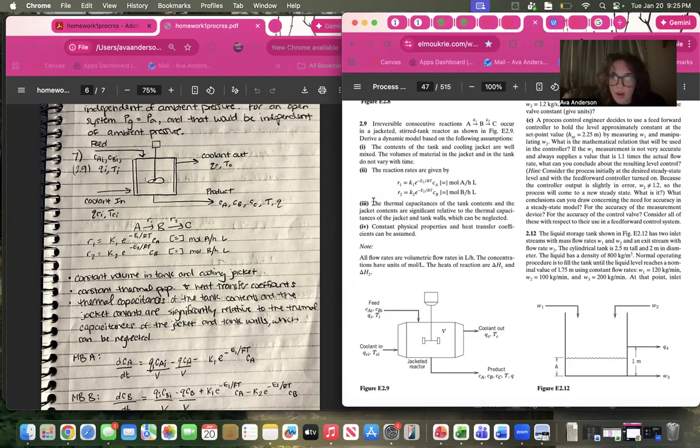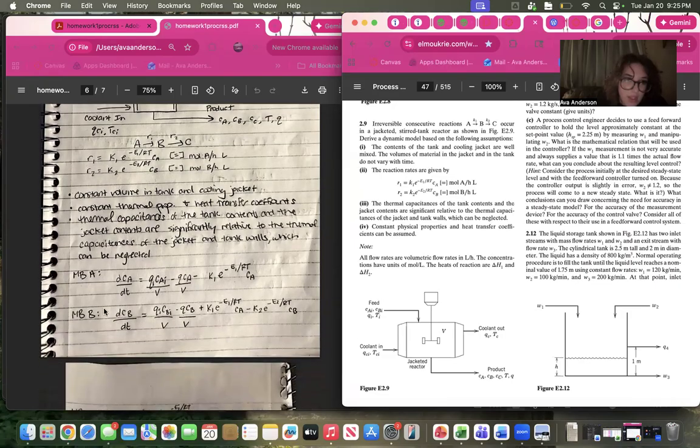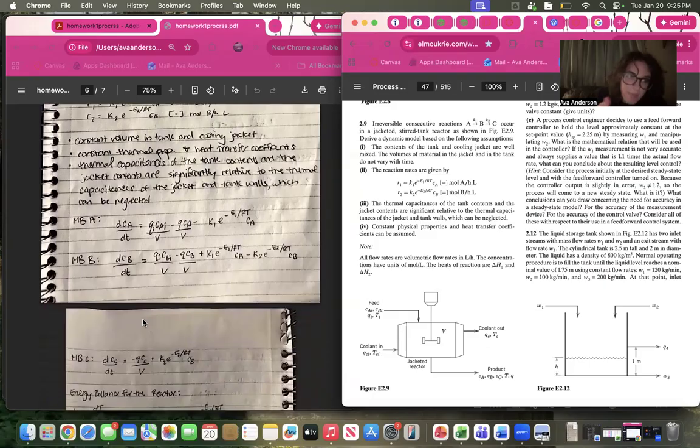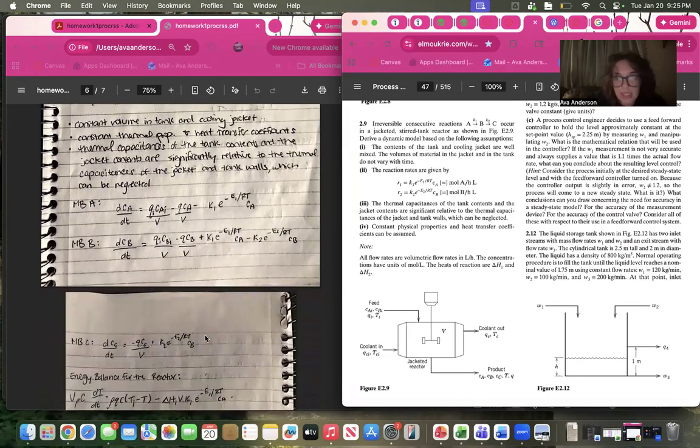And this one I had a hard time understanding. I think that this means that you can ignore the heat that's stored in the wall between the jacket and the reactor itself, I think. We can also assume there are constant physical properties and heat transfer coefficients. So using that, we can look at the composition balances of A, B, and C, and we're assuming that A and B are both in the feed and the product, but C is only in the product. It's not in the feed whatsoever.